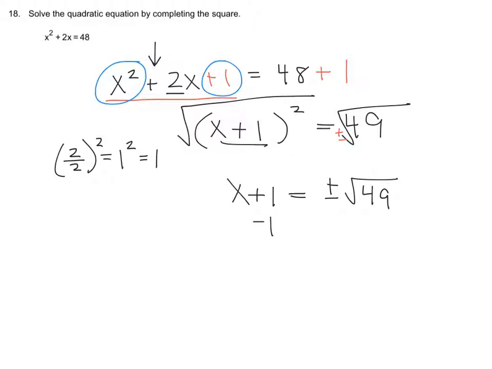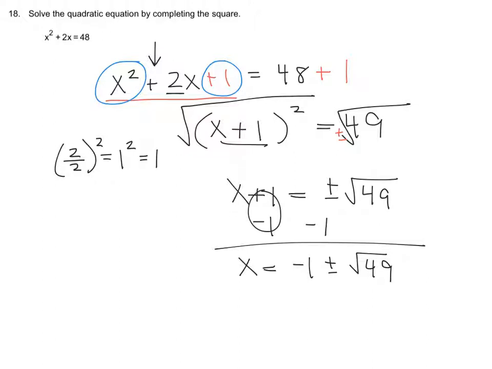Next, we can subtract 1 from both sides to isolate the x, and I'm left with x equals negative 1 plus or minus the square root of 49. Now the square root of 49 is 7, because 7 times 7 is 49. So I can reduce this to x equaling negative 1 plus or minus 7.